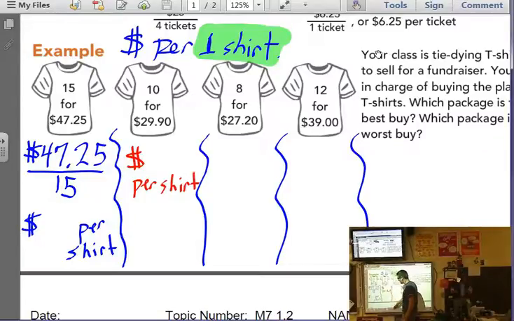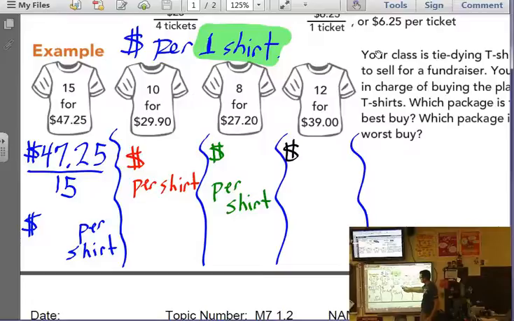Round to the nearest cent. So always with money, round to the decimal that is in the hundredths place. Yeah, round at the hundredths place for money.